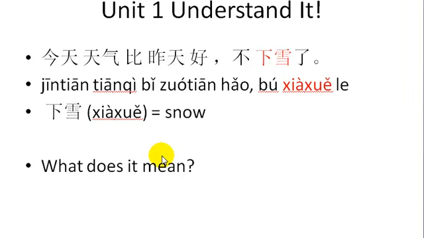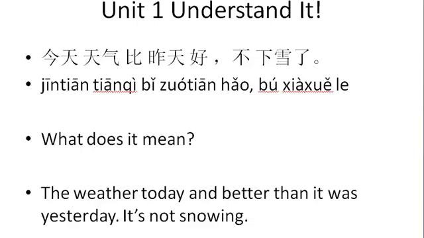So, what does the whole sentence mean? Let's give you a few seconds to figure that out. And you should have come up with something similar to: the weather today is better than it was yesterday. It's not snowing. 今天天气比昨天好，不下雪了.